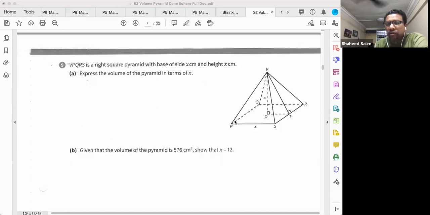Bottom is a square. This is a square. This side is also x. You must be able to see this is a square. Don't say diamond, please. This is 3D. I'm worried you all see diamond.